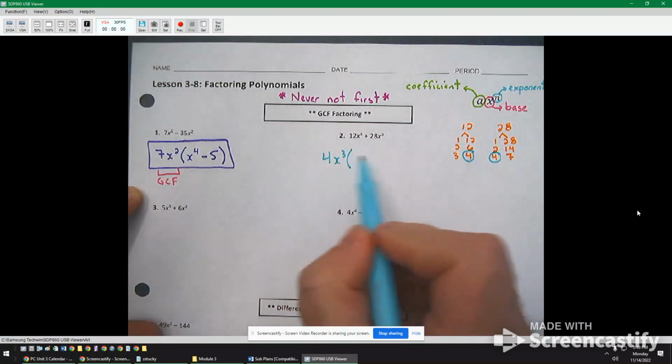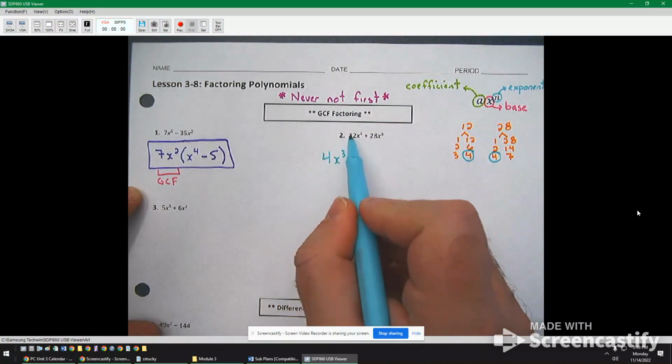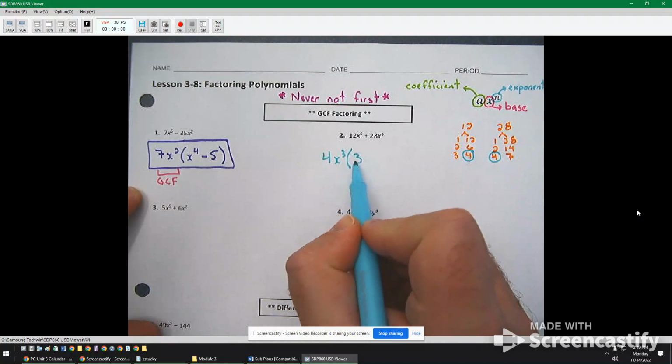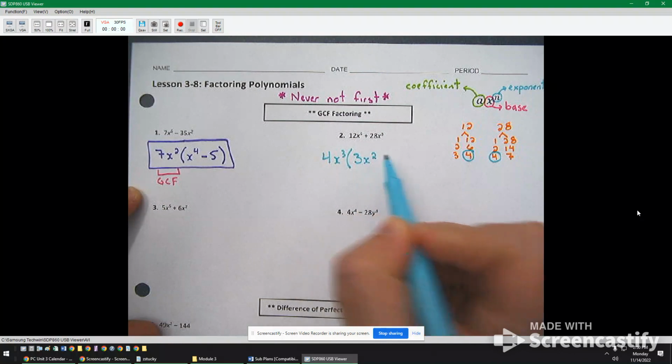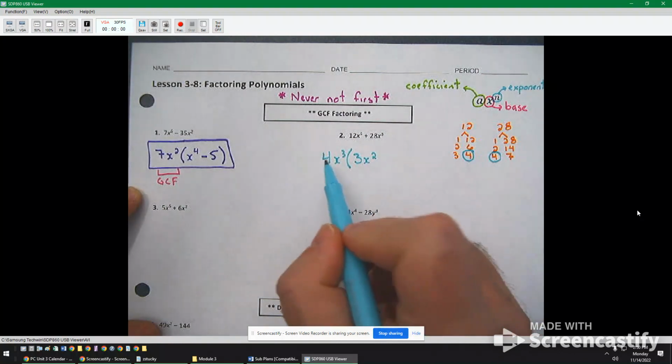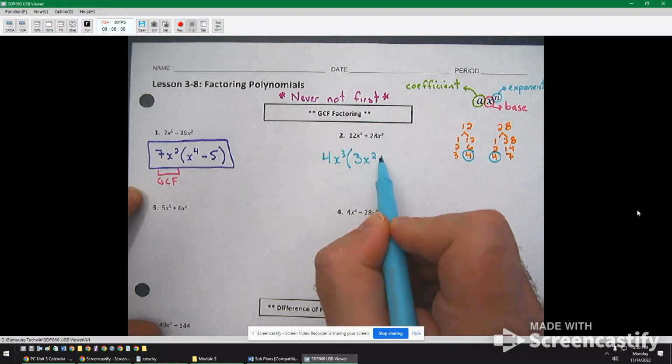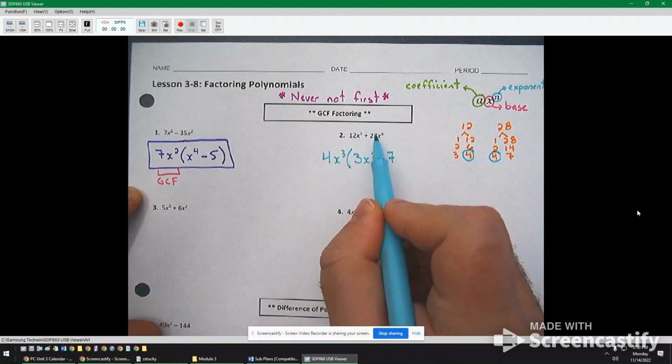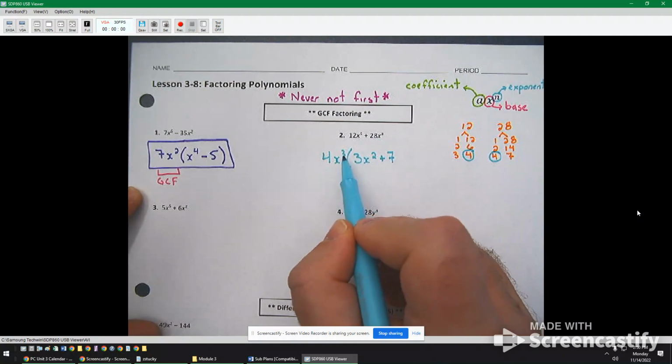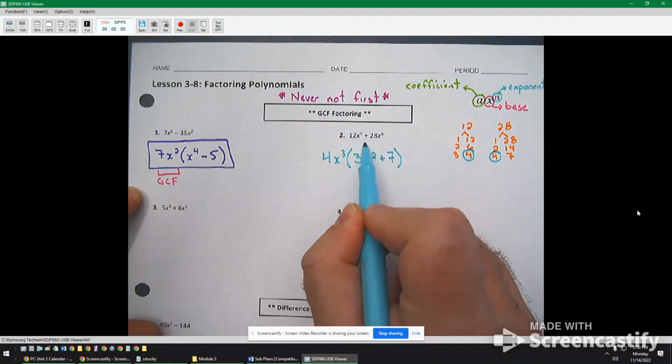What would that leave as I go back. 4 times what would make 12? 4 times 3. I need 5 x's. I've got 3 x's, so I need 2 more x's. 4 times what would make 28? 4 times 7 would make 28. I want 3 x's. I've already got 3 x's when I distribute, so I don't need any more x's.